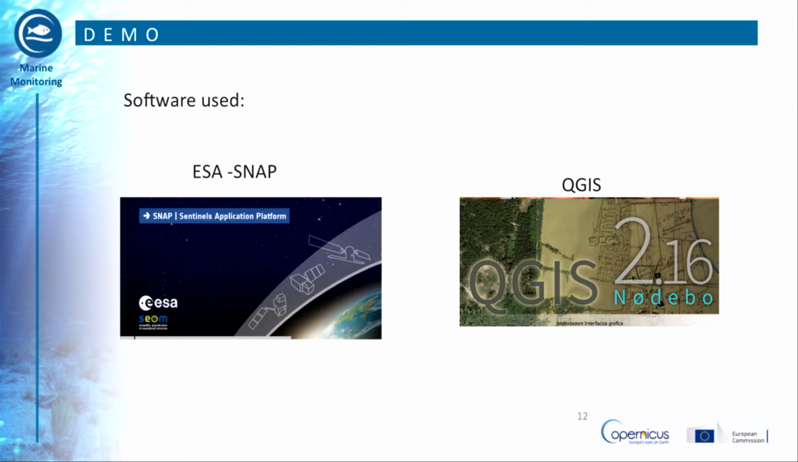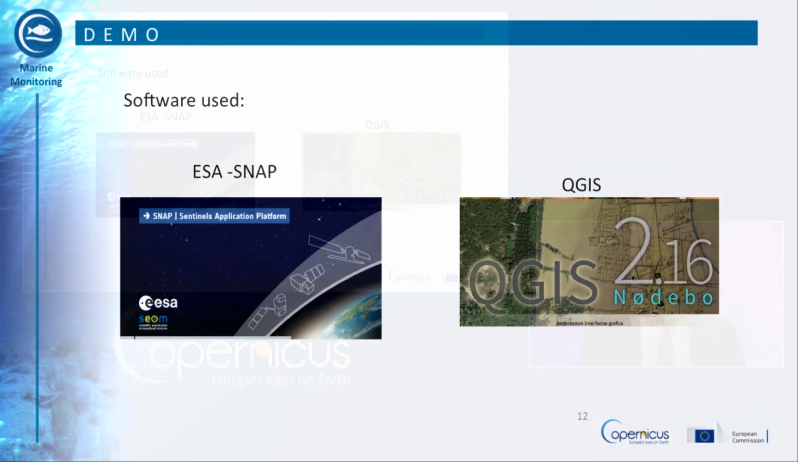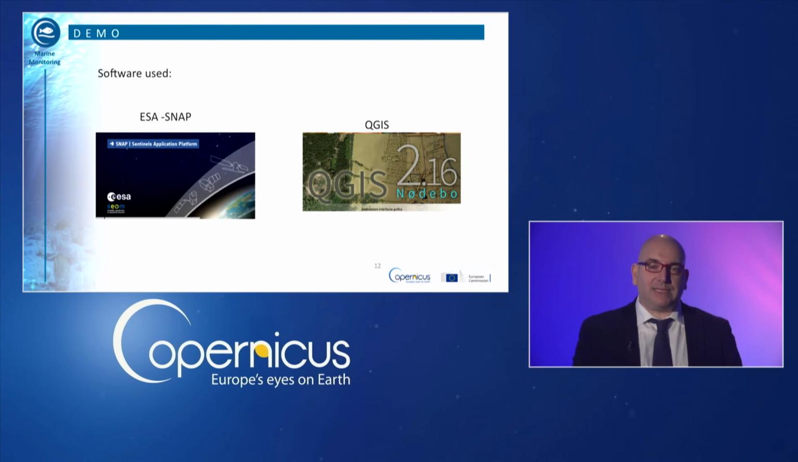The software used are the Sentinel Application Platform, in short SNAP, which is a free tool provided by the European Space Agency, ESA, for processing the Sentinels and other remote sensing data, and QGIS, a cross-platform free and open-source desktop geographic information system application.